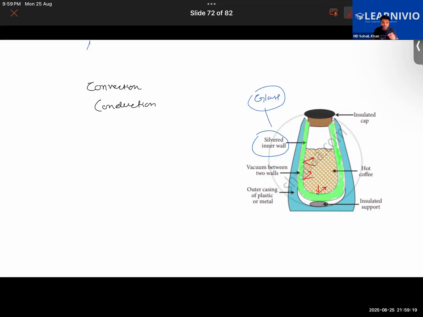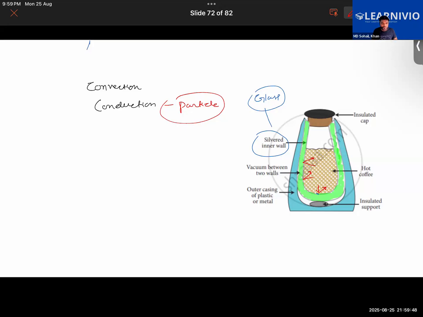Conduction is minimized because this, first of all, has a double layer. Between the two walls there is a vacuum. Since there are no particles in the vacuum, the heat cannot be passed by conduction. Because for transfer of heat via conduction, what do you need? You need particles, a medium. Particle means there's a medium, and if it's a vacuum, that means there are no particles at all.